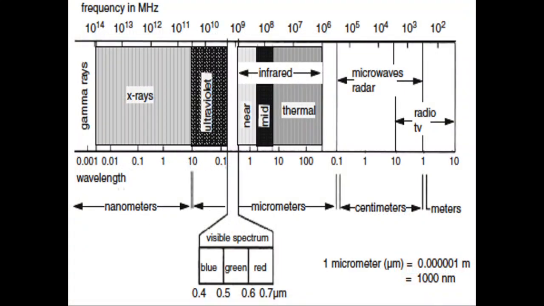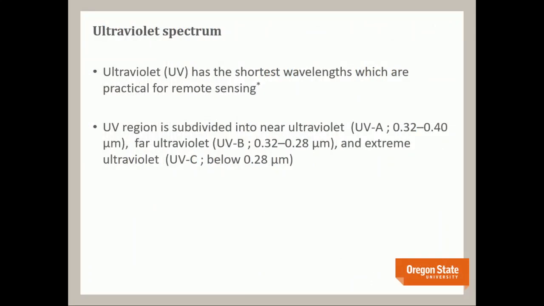This is the electromagnetic spectrum division. The visible spectrum, as we learned, is from 0.4 to 0.7 micrometer. Ultraviolet is on the left side, then X-rays, near infrared, thermal, microwave, radar, radio, and the TV wavelengths are presented towards the right side.